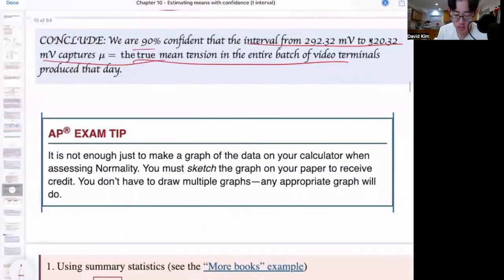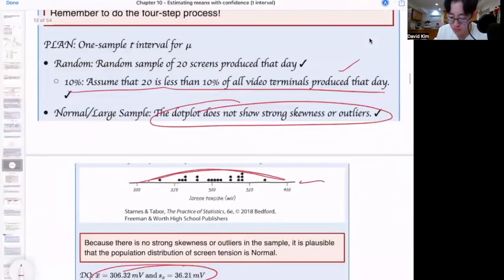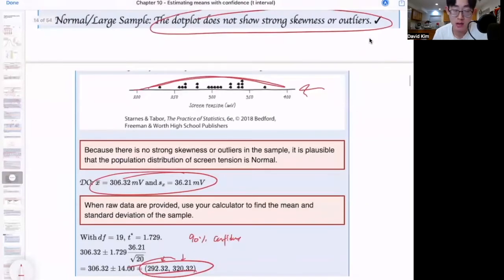Okay. So it is not enough just to make your graph of the data on your calculator when assessing normality. You must sketch the graph on your paper. So yes, that is a bit of a pain. However, that is a way to demonstrate that we're not going to have a skewed graph, just this dot plot right here. On the free response questions or any of that sort, just make sure you plot that. Just try to copy it as quickly as possible to prove normality when your sample size is less than 30.